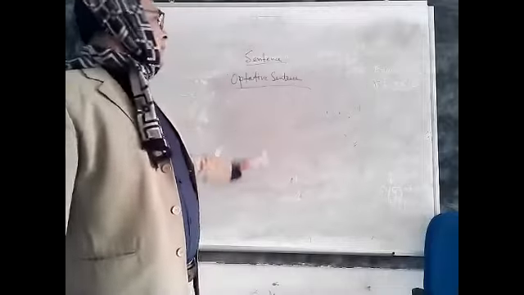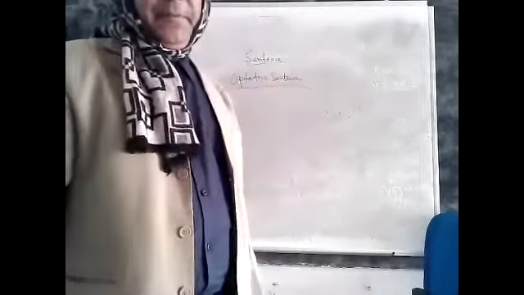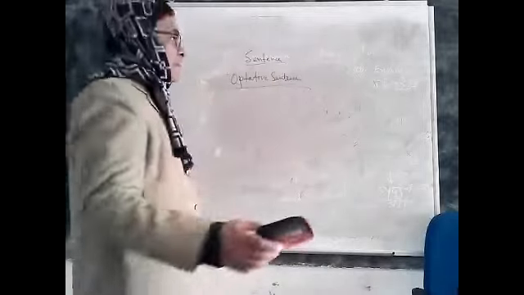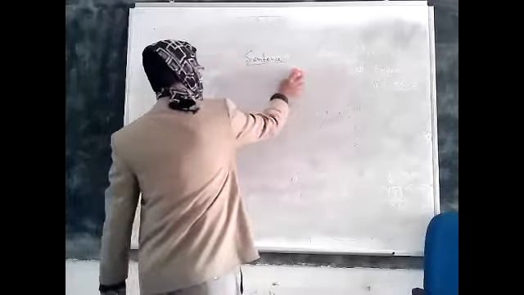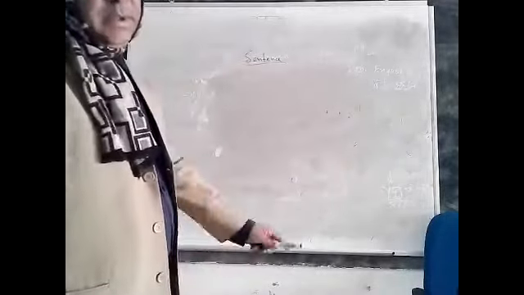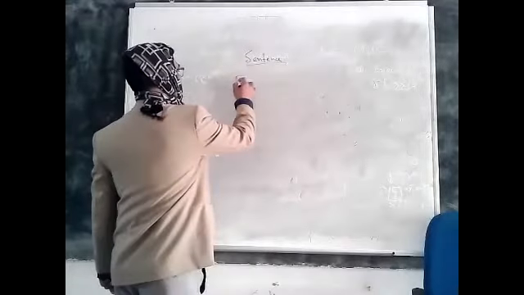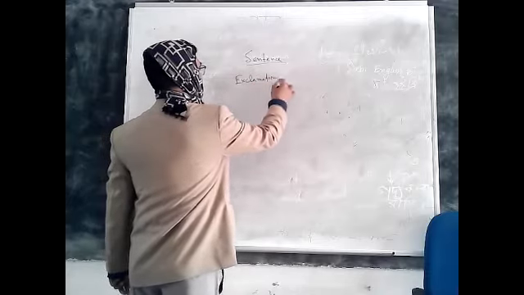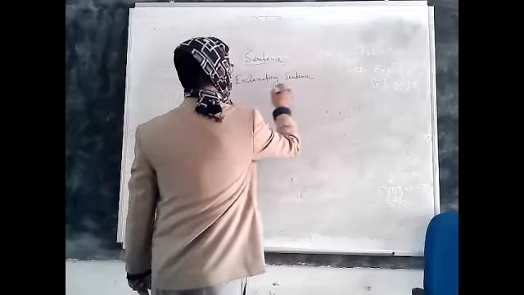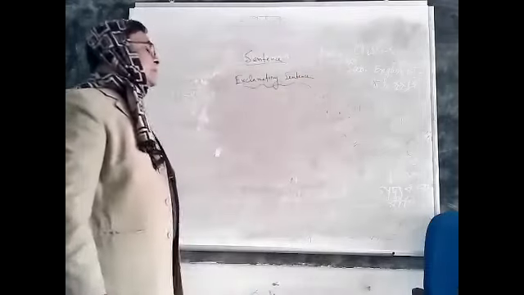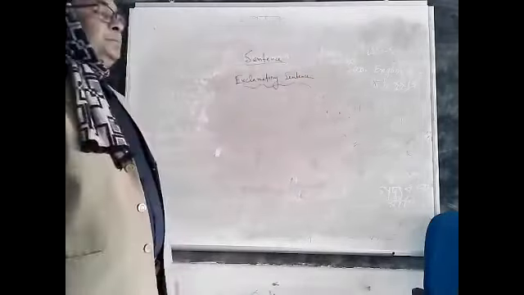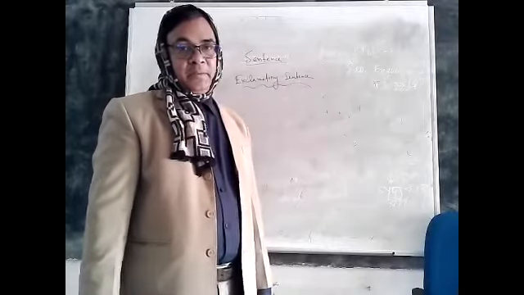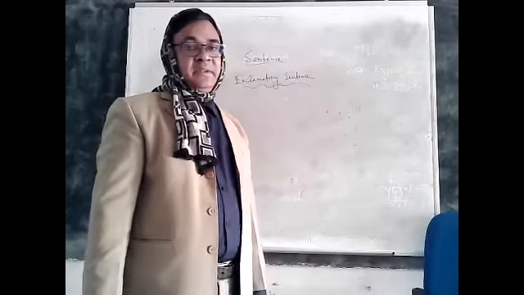Now, the last one is the exclamatory sentence. What is an exclamatory sentence? The sentence that expresses a sudden feeling of mind, surprise, joy, sorrow of the speaker is called an exclamatory sentence. Okay, listen to me. An exclamatory sentence expresses sudden feeling.